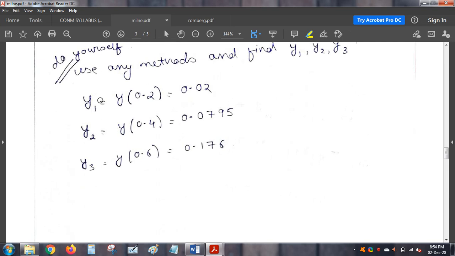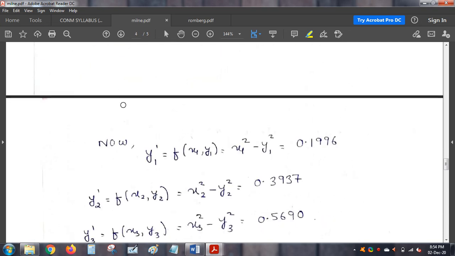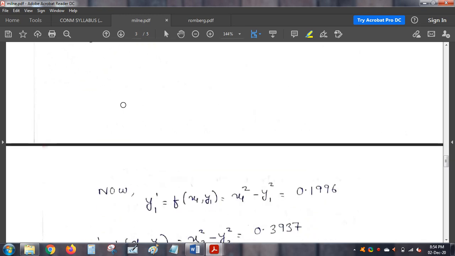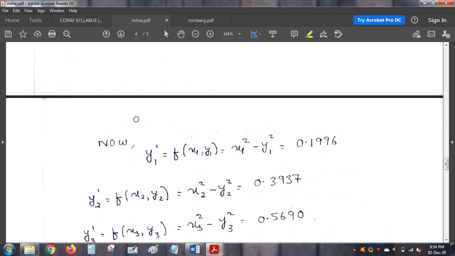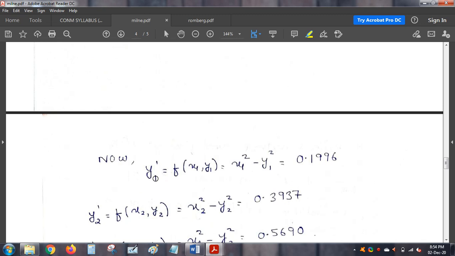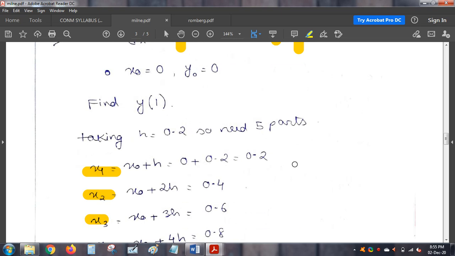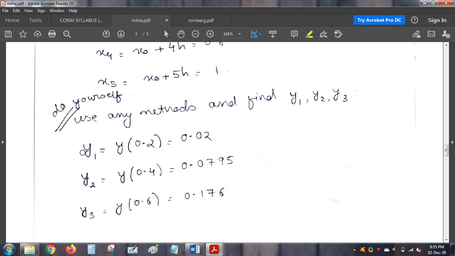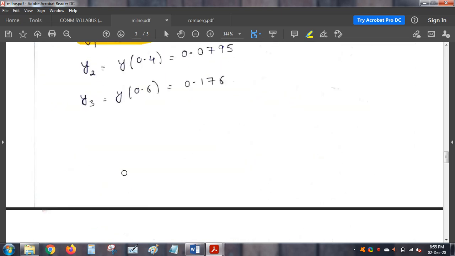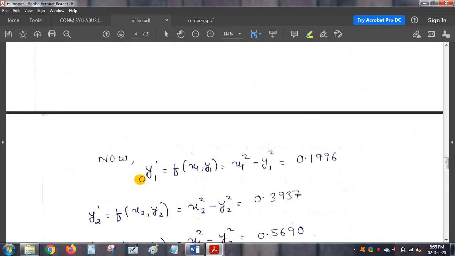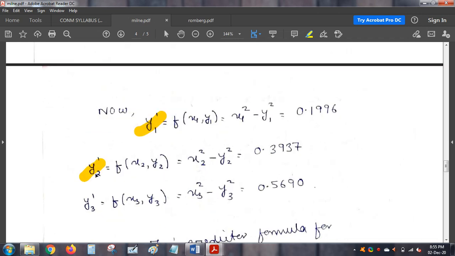Now I have my y1, y2, y3 by using any of the 4 methods. Now what I will do is that I will be calculating y1 dash. So what is your y1 dash? What is y dash basically? Y dash is this function only. So just put, then what will be your y1 dash? It will be just x1 minus y1 square, and you already know what is your x1, and by Euler method you already know what is your y1. Just put them over here and calculate your y1 dash. Similarly calculate your y2 dash, then your y3 dash.